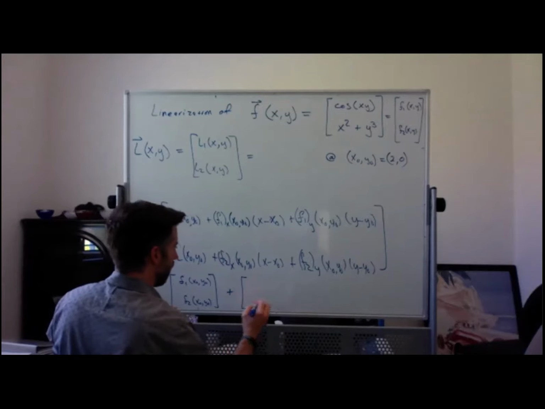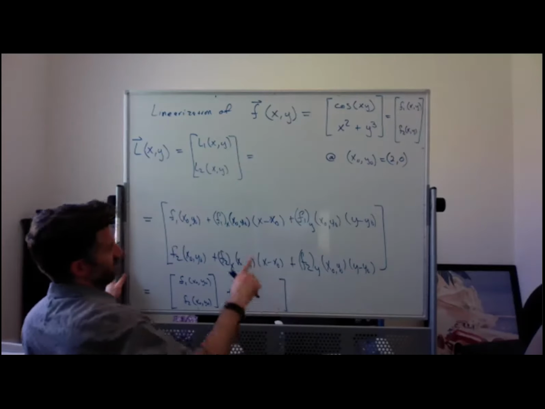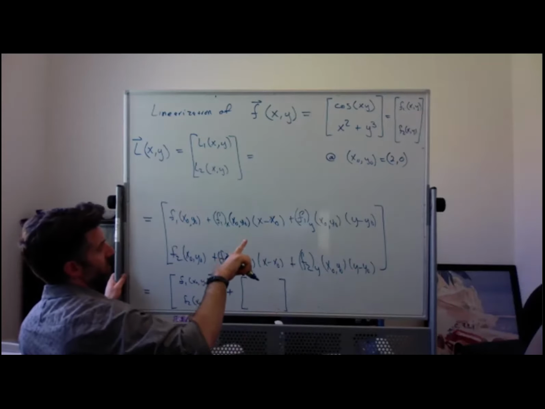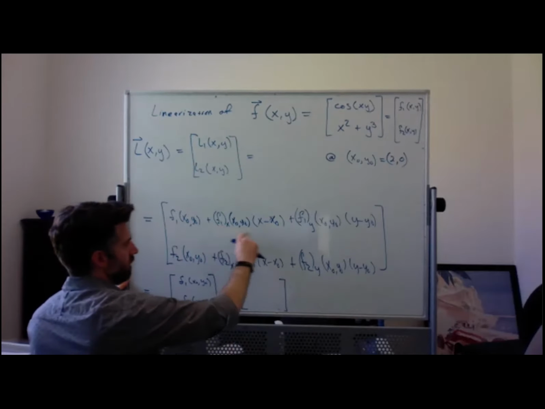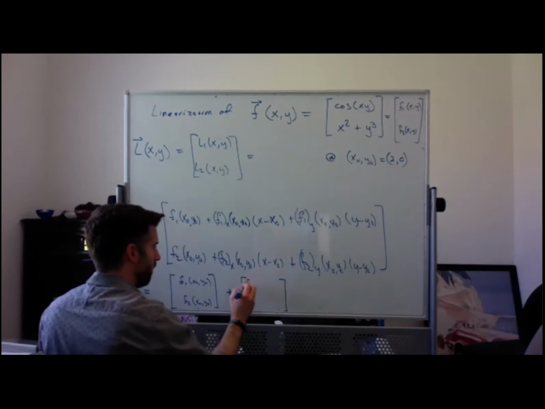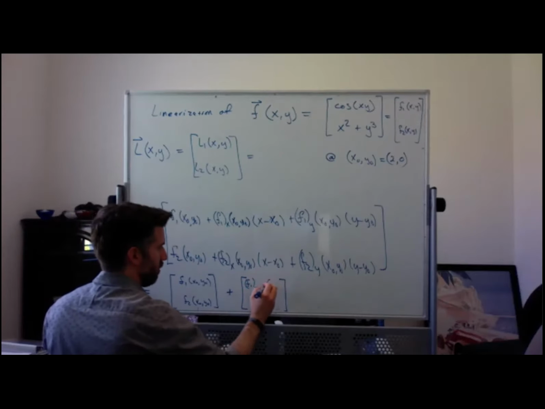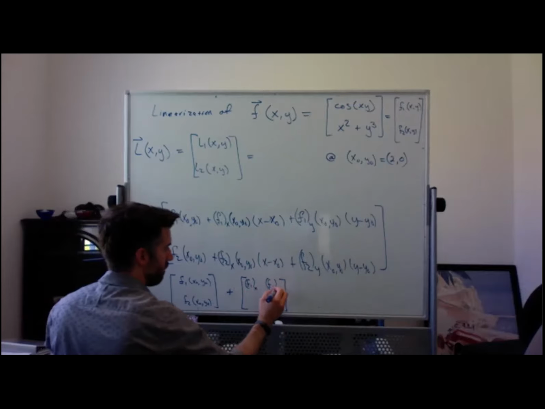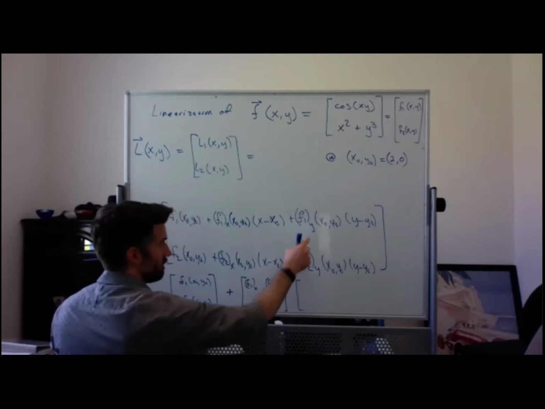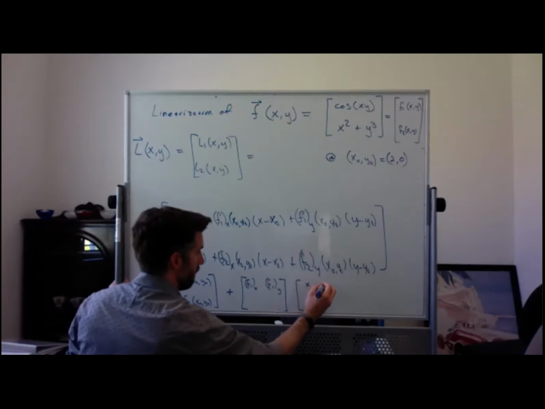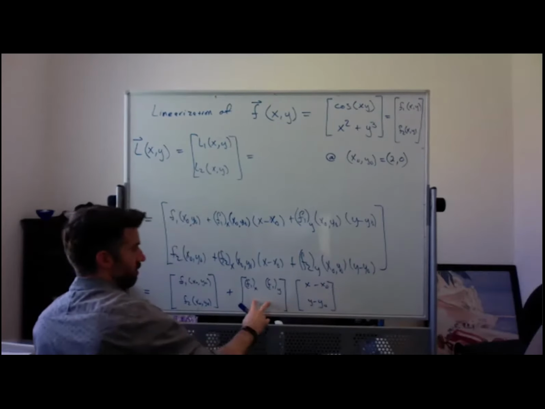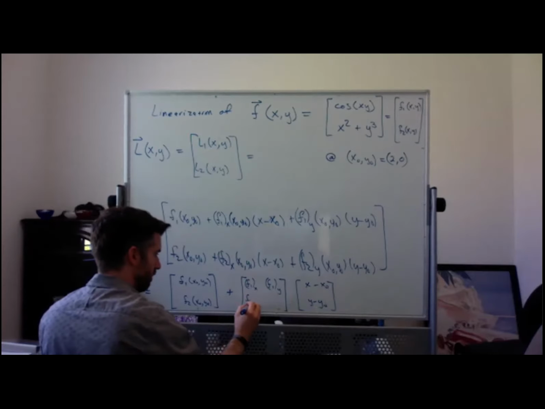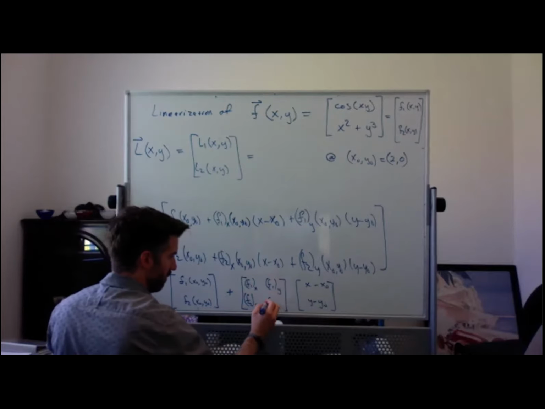So it's going to look like, trying to think about this for just one sec. Yeah, so it's the partial of f1 with respect to x, the partial of f1 with respect to y, times the vector x minus x naught, y minus y naught. And then in the second row, we have the partial with respect to x of f2, partial with respect to y of f2.